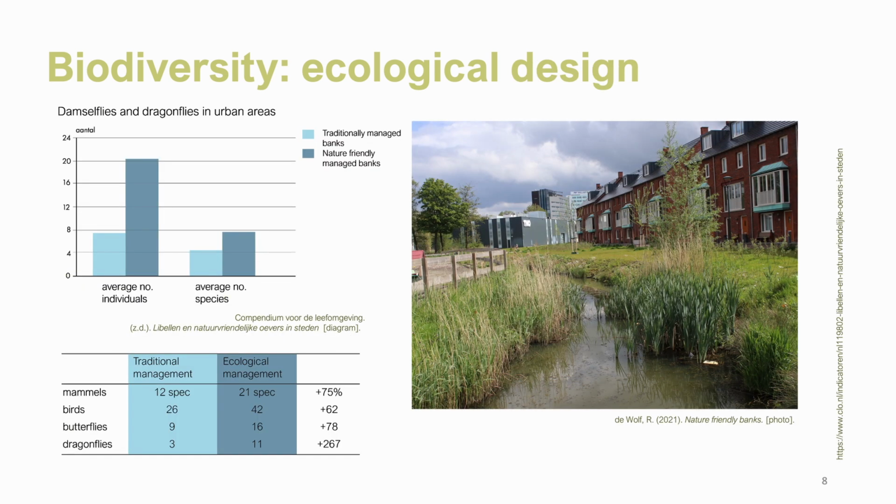And we can achieve already much with a slight alteration of our common practices. If we have the ditches designed in a more natural way, then immediately it pays off with an enlargement of the number of species and individuals of all kinds of organisms. And the graph shows you the number of damselflies and dragonflies that increased around nature-friendly banks. But this also applies to mammals, worms and butterflies. If you have a more ecological design of the bank, much more biodiversity will occur.